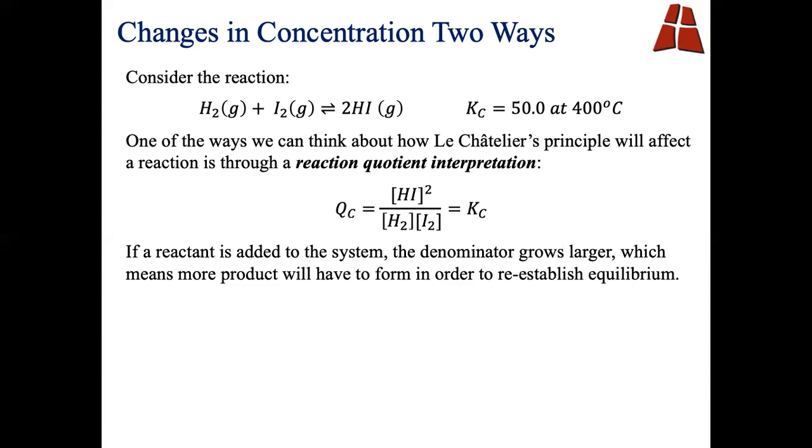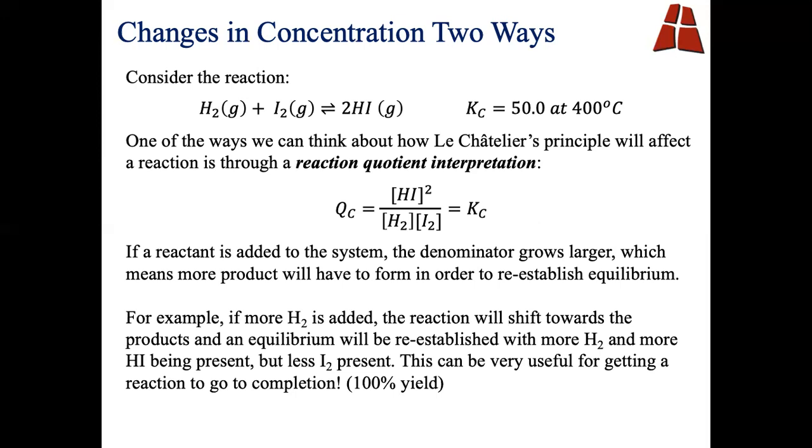So if a reactant were added to the system, either H2 or I2, then our denominator would grow larger, which would mean that we would have to produce more product in order to reestablish our equilibrium value of K, right? If our denominator grows larger by adding things in, we need to create more product by shifting our reaction to the right in order to get Q back to equaling K.